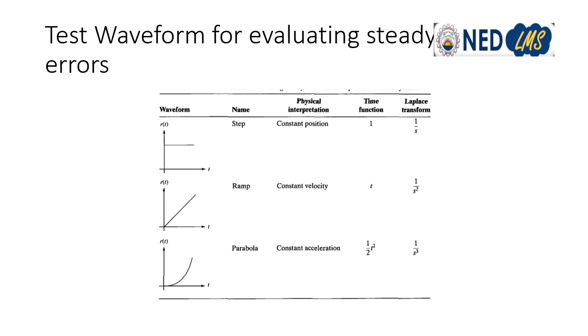Obviously the magnitude of these input functions may change, but here the half is put just for mathematical convenience, because if you observe the table of Laplace transforms, we have a simple 1 upon S cube for 1 upon 2 t square. So these are the test waveforms with the corresponding time domain and S domain functions.